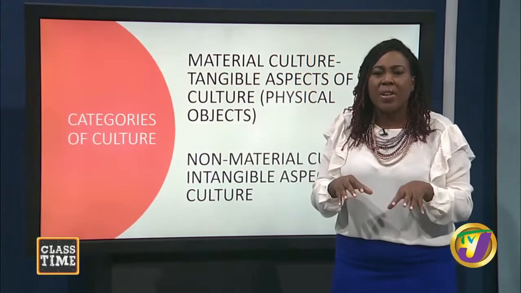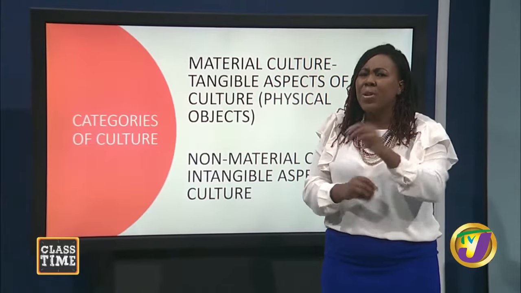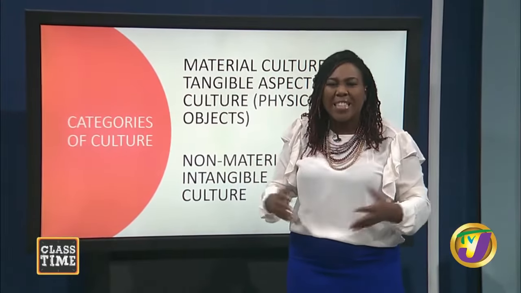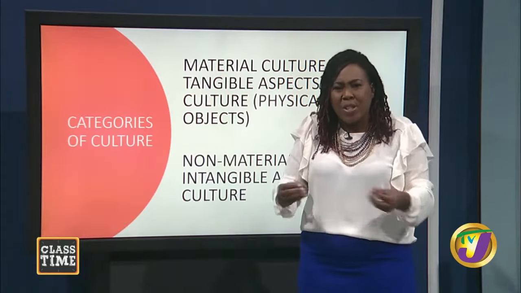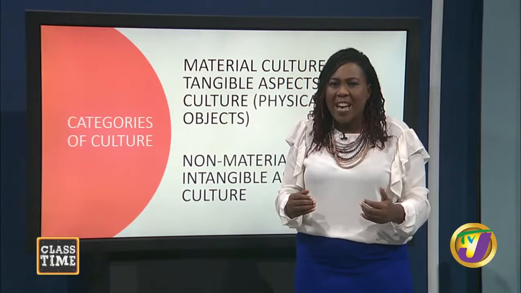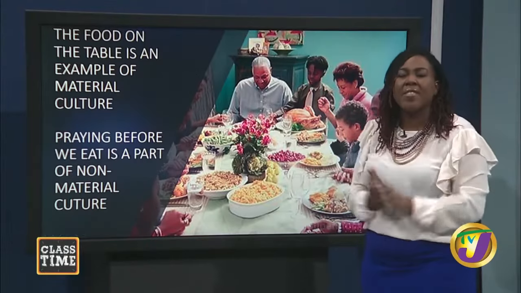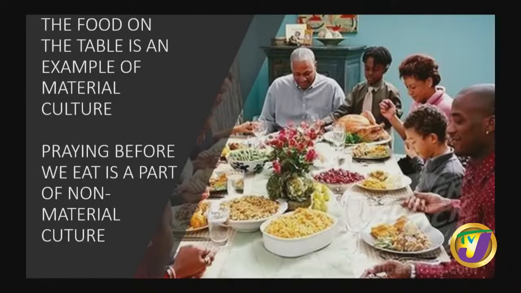Now, when you talk about non-material culture, it is the intangible aspects of culture, the abstract aspects that you can't see, but you know that they're there. So, for instance, dancehall music, that's the non-material culture, sorry. Reggae music, non-material culture. The proverbs, non-material culture. The stories, non-material culture, right? So if you look at this wonderful Jamaican family going to eat Sunday dinner, the food on the table is the example of the material culture. The fact that they believe you should pray before, the prayer which you can't see, but you know that it is a habit, something that you should do, a norm, that is non-material culture.